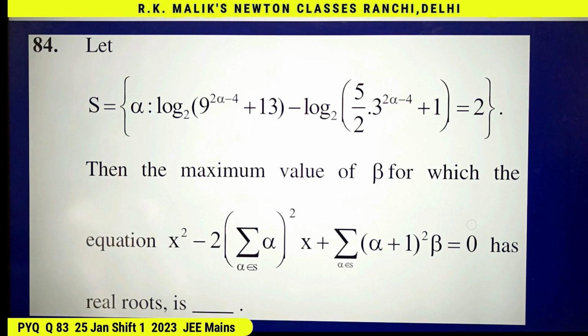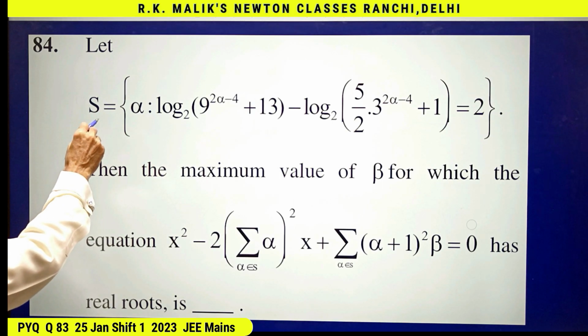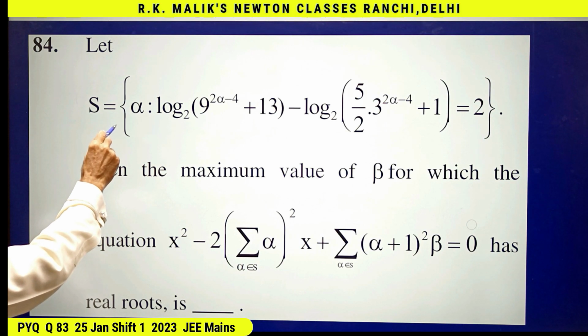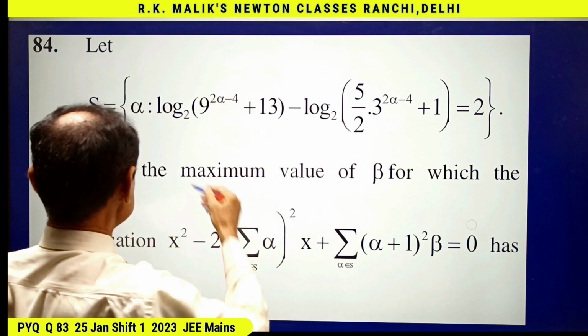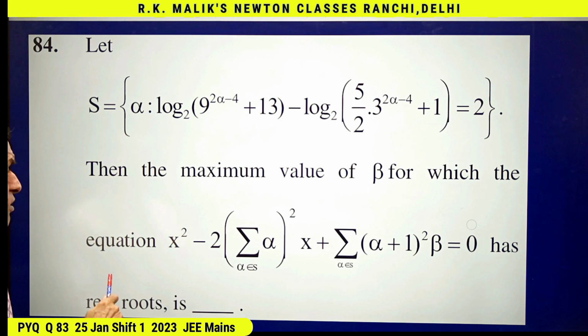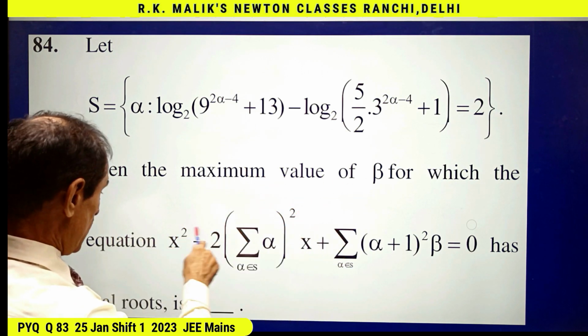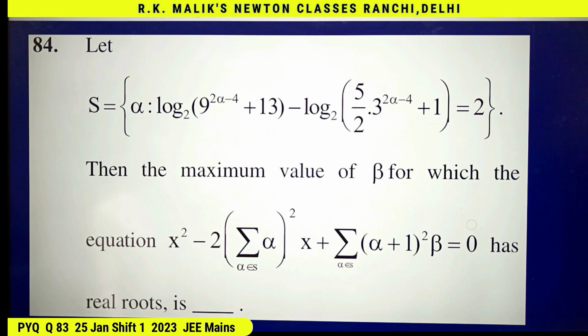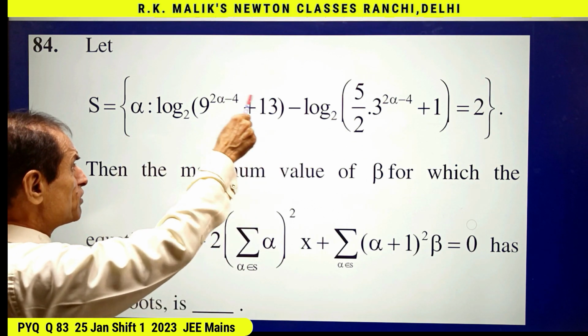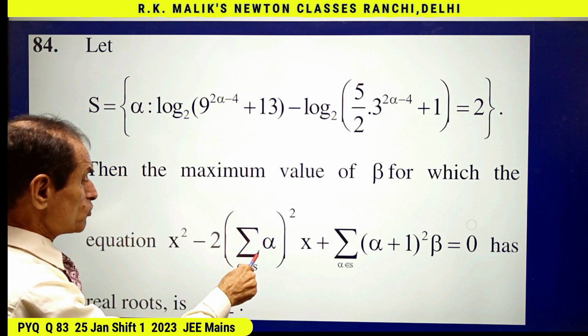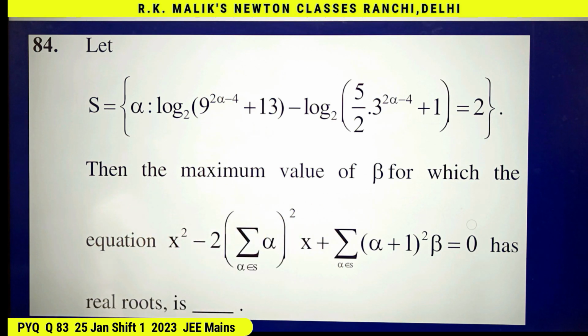In this question, it is given that let S equal to the set of all values of alpha such that this equation is satisfied. And after you have found the value of alpha, then the maximum value of beta for which this equation has real roots. That is, for all values of alpha which satisfy this, those values will be put here, and you have to find the maximum value of beta so that the equation has real roots. Is dash, you have to fill in the blank.